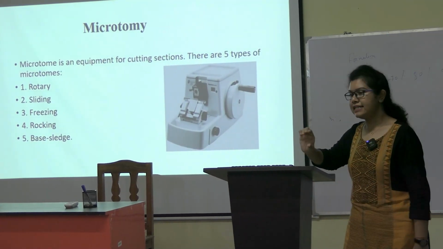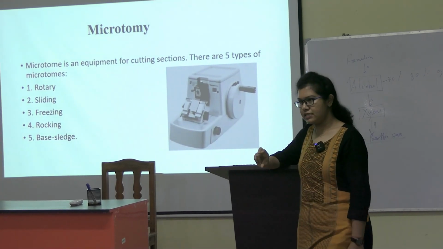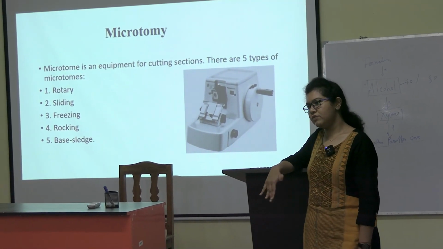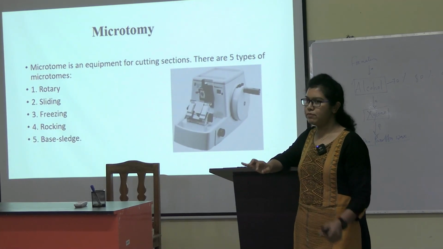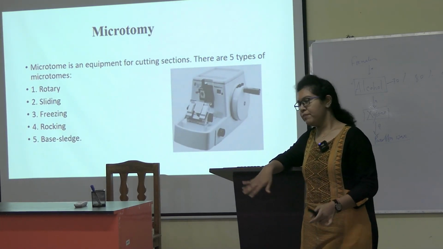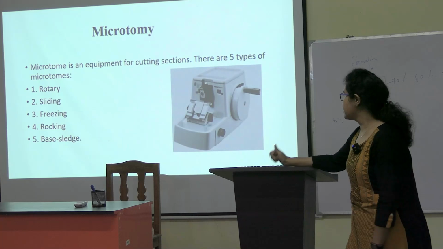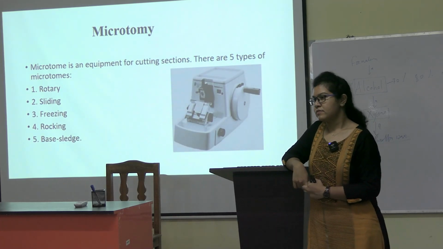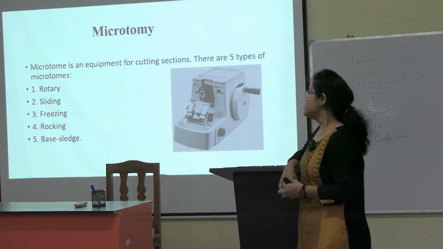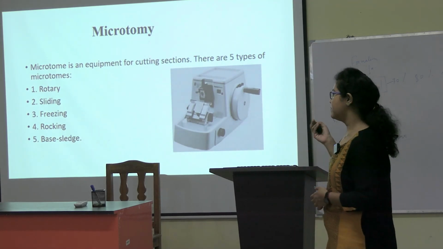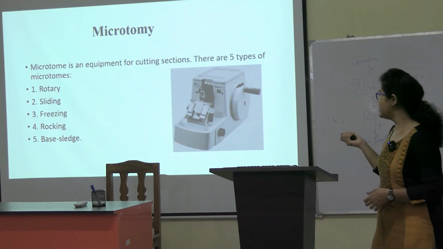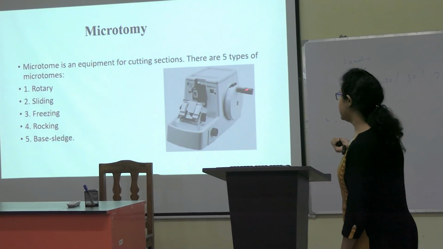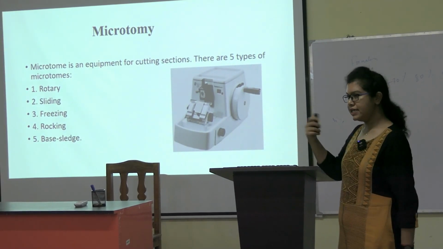Next, the block is now ready to cut. We have to cut that section into thin slices so that we can put it under the microscope and see. For cutting the blocks, what instrument are we using? Microtome. Different types of microtome are there. What we usually use here is the rotary microtome. This handle we are rotating here.